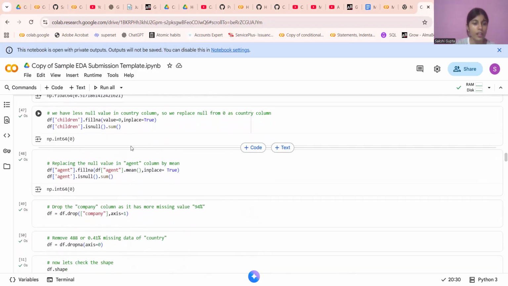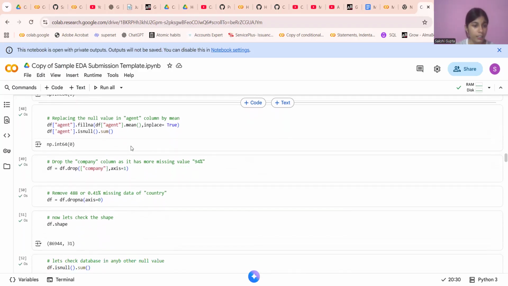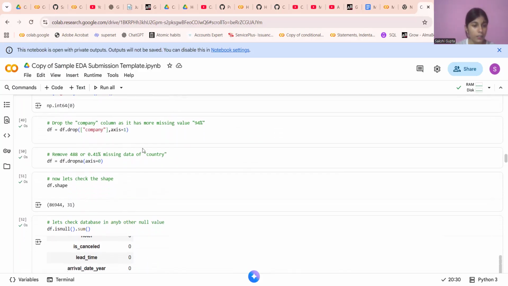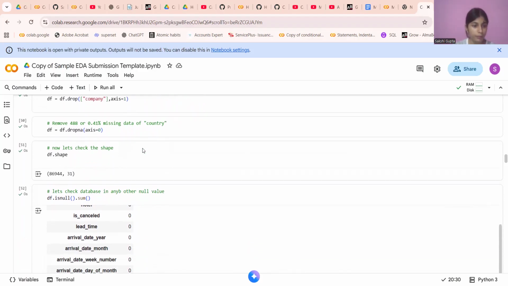df children dot fillna value equal to 0, inplace equal to true. Then df children dot isnull dot sum. Then I replace the null values in the agent column with the mean. Then I drop the company column as it has too many missing values, 94%. Then I remove 488, or 0.41%, missing data of the country.